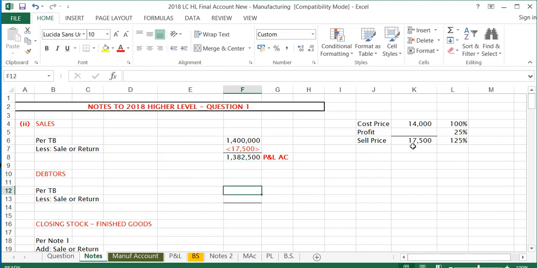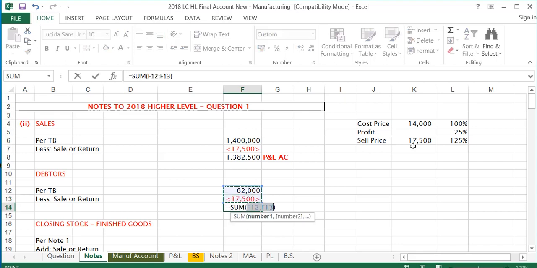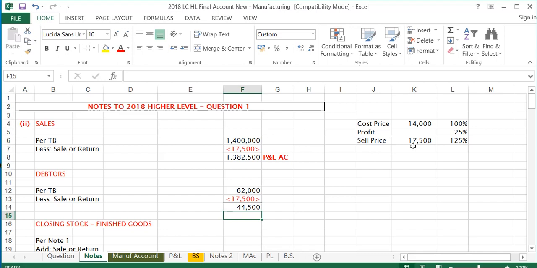The debtors from the trial balance is 62,000. And again, the sale or return shouldn't be included there because they don't owe us the money because we didn't actually sell it to them. So I'm going to take out the 17,500, which leaves me at 44,500. And there's more changes to debtors later, so I won't say where that goes in the accounts yet. It's only when we have the final figure that we will show where in the accounts it will go.